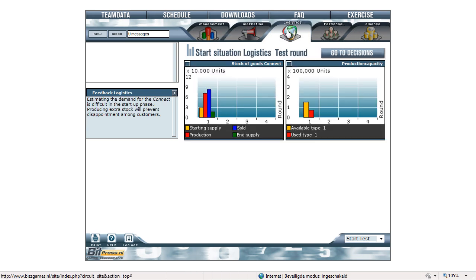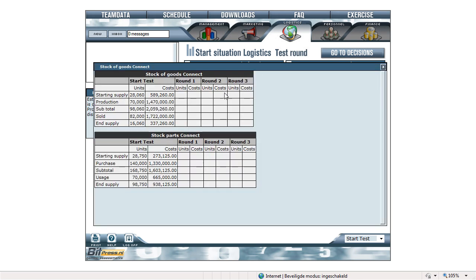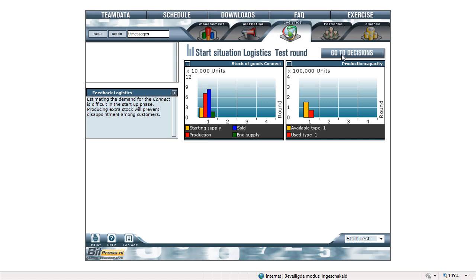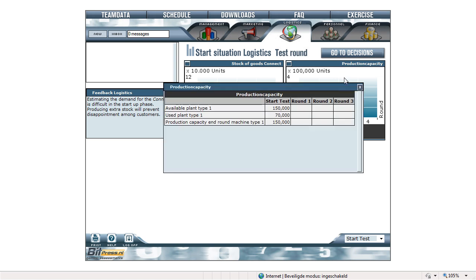Then we go to the next department, and that's logistics. You can first have a look at the stock of goods from the Connect and the stock parts, and on the basis of this information you can make your decisions. Please also keep a good eye on your production capacity. The machines will be depreciated and you have to buy new machines whenever necessary.